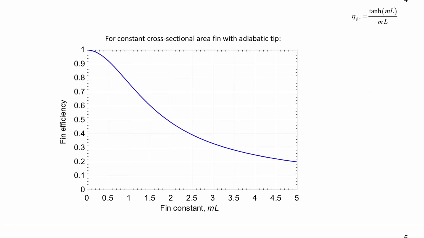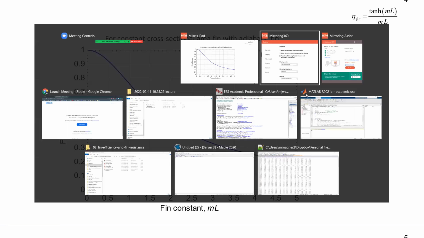Now, as you make the fin longer and longer, heat has a harder and harder time making it to the end, and you're adding extra area that's not fully being used. It's not fully at the base temperature. So that fin efficiency drops down and you tail off as you go. We'll look at EES in just a second. Any questions on this? No? Okay, so let's look at EES here.